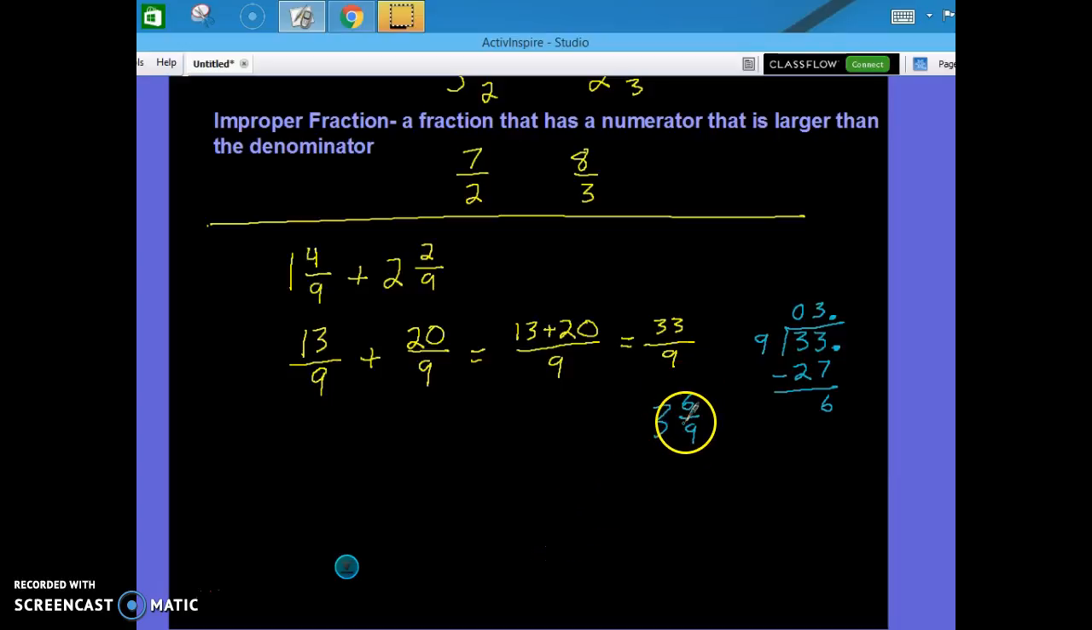And 6/9 as a fraction can be simplified. These can both be divided by 3. And so now we get 3 and 2/3. So 1 and 4/9 plus 2 and 2/9. We rewrote them as improper fractions and added, and then we simplified by turning this back into a mixed number and simplifying the fractional part.